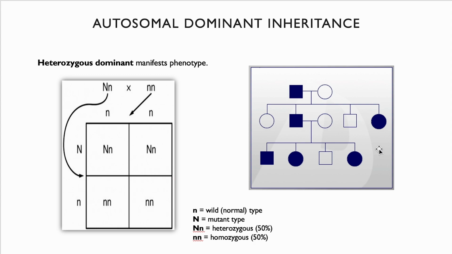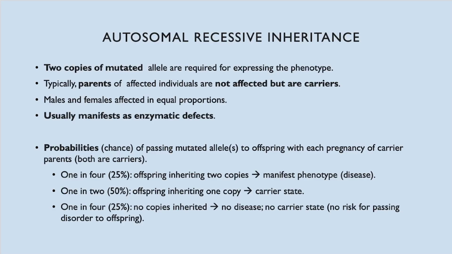Now let's move to the autosomal recessive conditions. In this case, remember, 2 copies are required. The person needs to inherit 2 copies, one from each parent, to express the phenotype. If someone inherits only 1 mutation, they are not going to manifest the disease. They are going to be carriers.